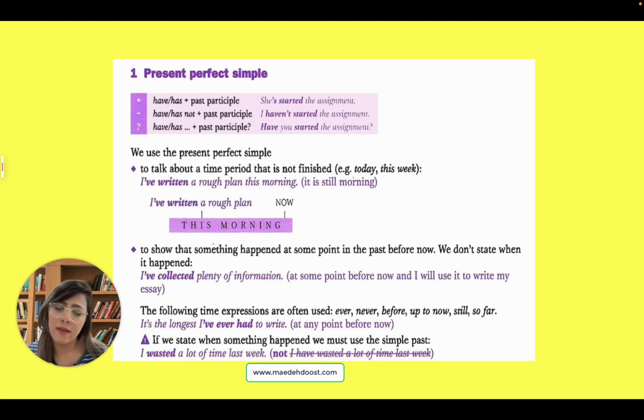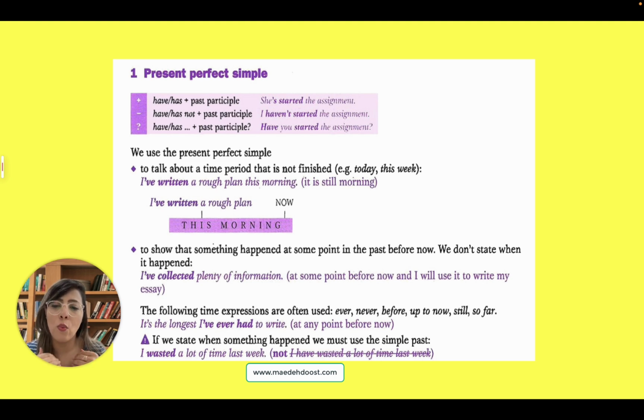But never is for negating something. We can use them for present perfect simple. If we state when something happened, we must use simple past. Remember that when we want to give the exact time, we must use simple past.